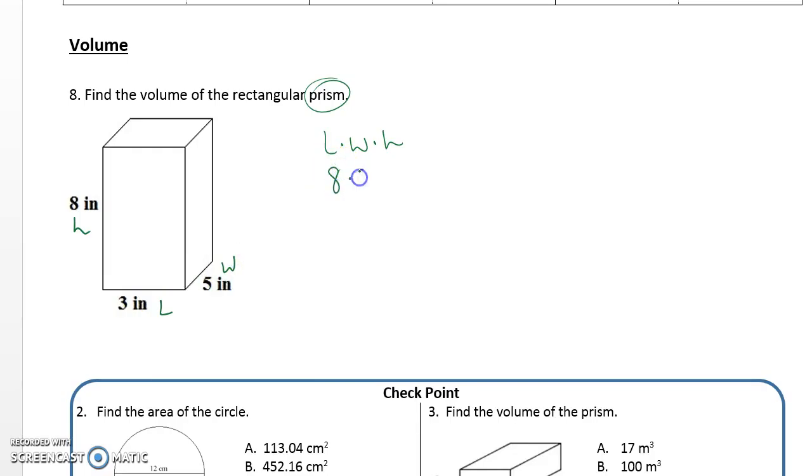And so we'll just multiply 8, 3, and 5 together. So 8 times 3 times 5 is 120. And because you just multiplied inches times inches times inches, you get inches cubed.